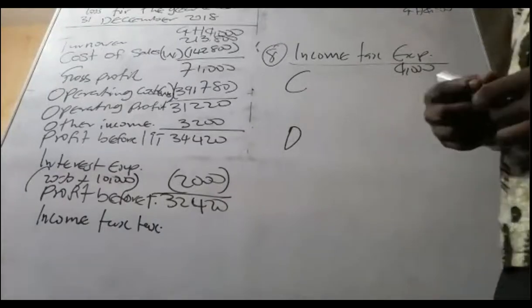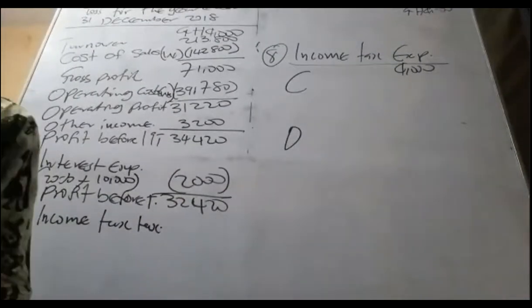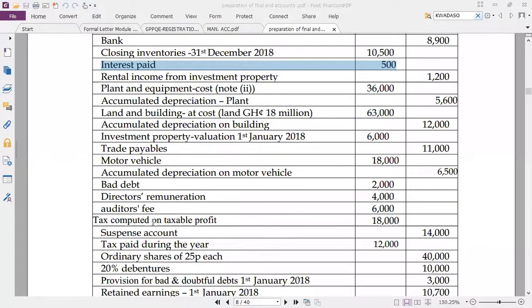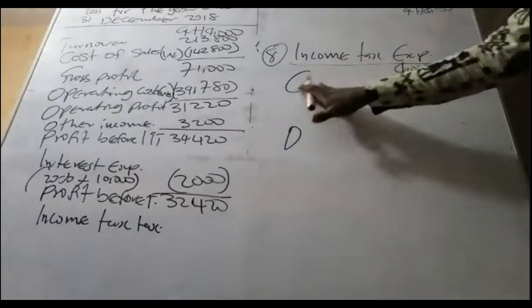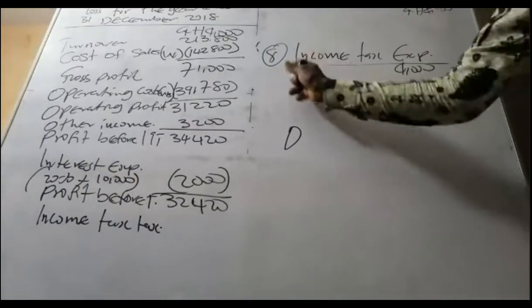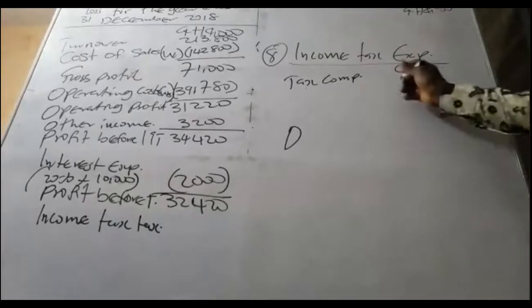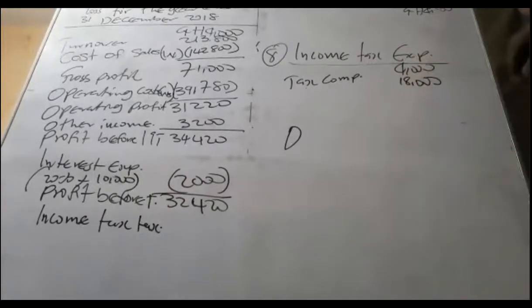So what's the current year tax? It's given to us either in the footnote or trial balance. Let's check the trial balance first. I think we saw something like that. That tax computed on taxable profit. It's in the trial balance. Tax computed on taxable profits. That's 18,000. Cool. So tax computed on taxable profit is 18,000. So I'm going to look for the under or the over and go to the deferred tax. Then we are done.